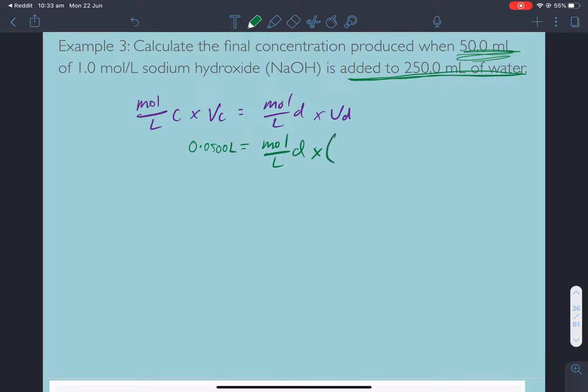It's 0.0500 plus 0.2500 litres. That's the 300 essentially. The 300 mil, so it's 0.30000 litres. Did I add in too many zeros? I don't know. Okay, our concentration of our concentrated, it started at 1.0 moles per litre.